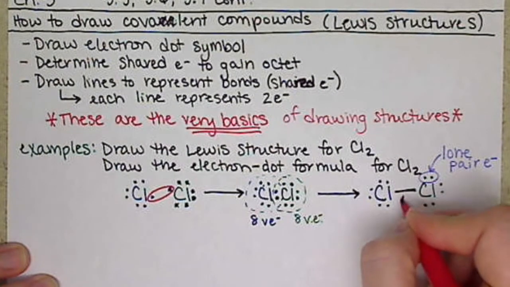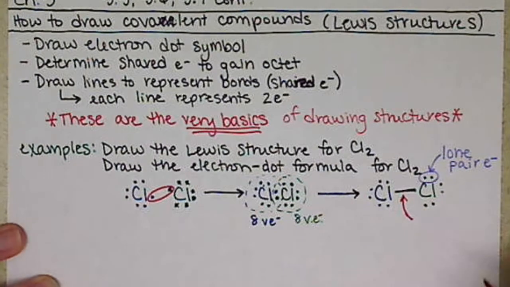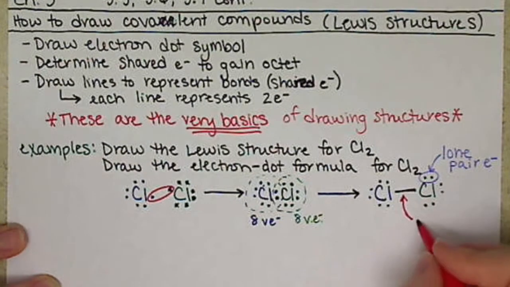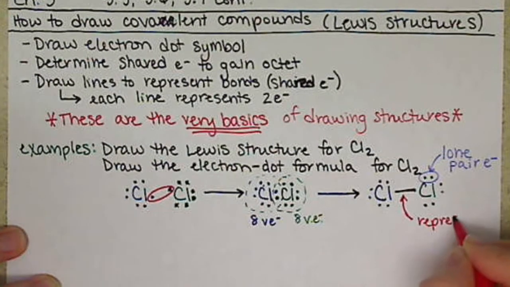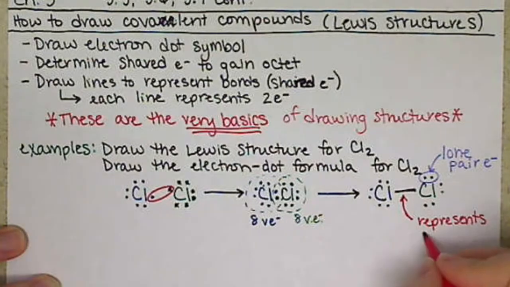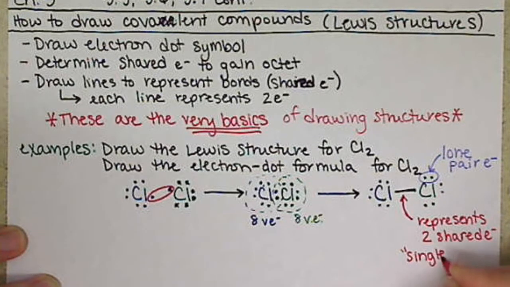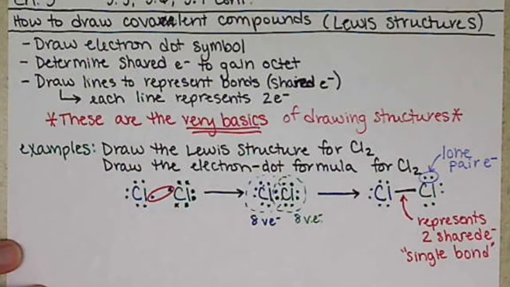This line represents 2 electrons. And we call this a single bond. So single bond because it's one line.